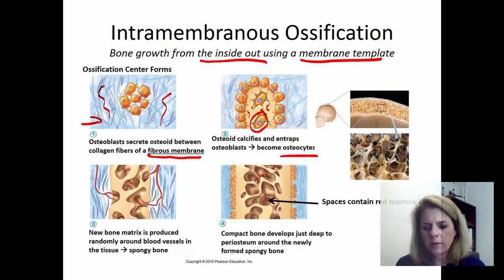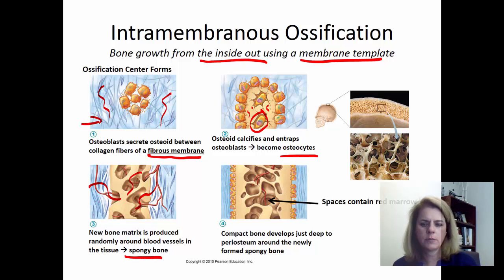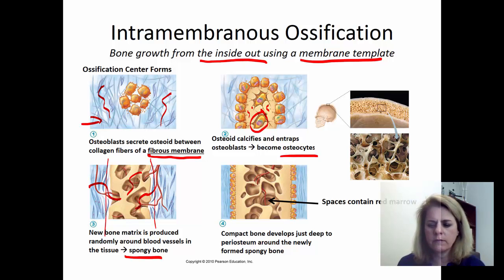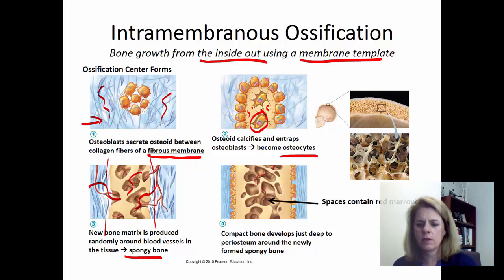The next step is you get some new matrix made, and blood vessels come in, kind of randomly, and help to reshape that bone, and you get the formation of spongy bone. So a new matrix is put down, forming the spongy bone, which is a way for the blood vessels to go inside the bone. And then the last step: this isn't very strong. A bone made of just spongy bone is not a very strong bone. You need to give it a compact bone ring around it. So the last step is to make that compact bone outside.